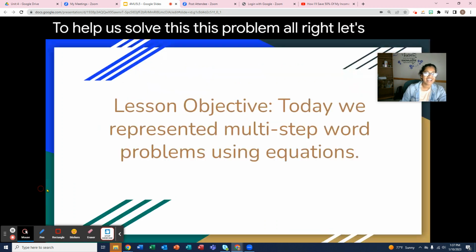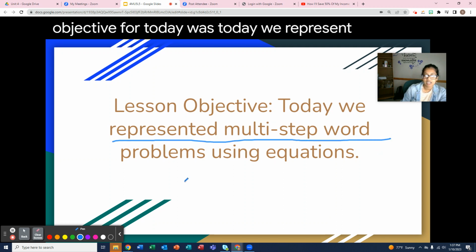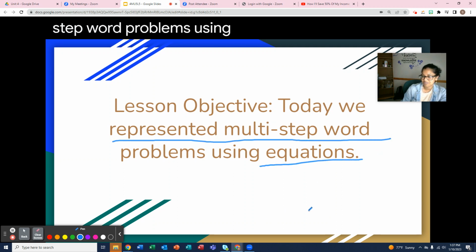All right, let's go ahead and go over our lesson objective. So our lesson objective for today was we represented multi-step word problems using equations.